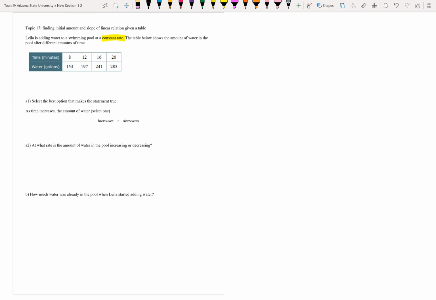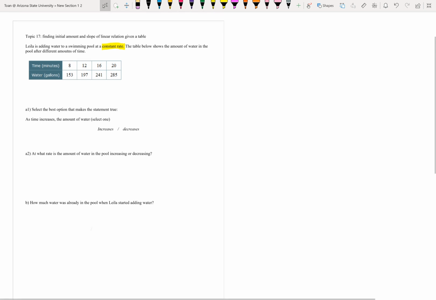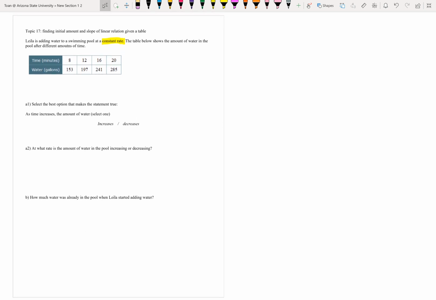Right. So they give us a table of values, and part A has two parts. A1, it says, select the best option that makes this statement true. As time increases, the amount of water either increases or decreases. We have to pick the right choice. Well, to answer this question, we have to look at what's going on with the water as time increases.